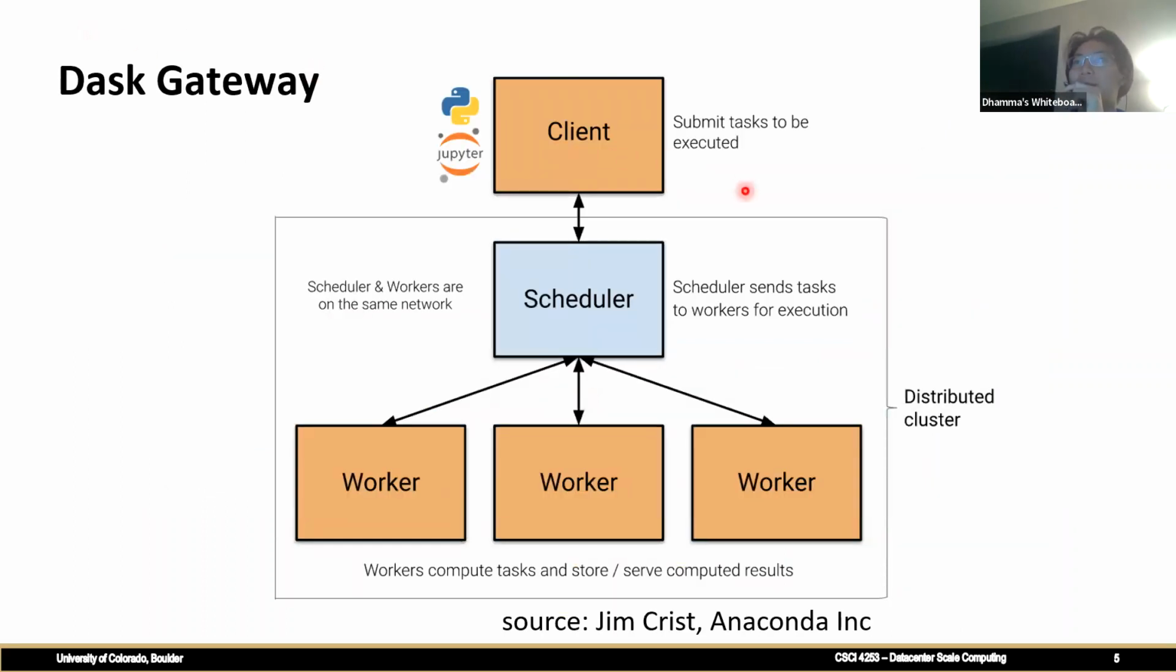Dask Gateway is a parallel computation framework that consists of a Python library that runs on the client and submits jobs to a scheduler in the cluster. And so this client will be your Jupyter notebooks, and the scheduler will run the jobs and host the data on the workers and return the solutions to the client.